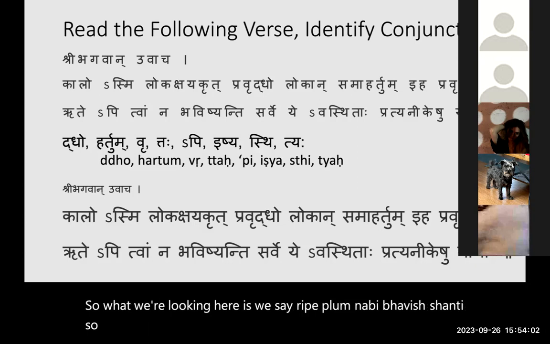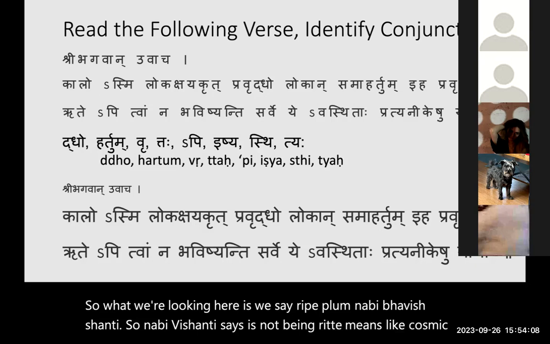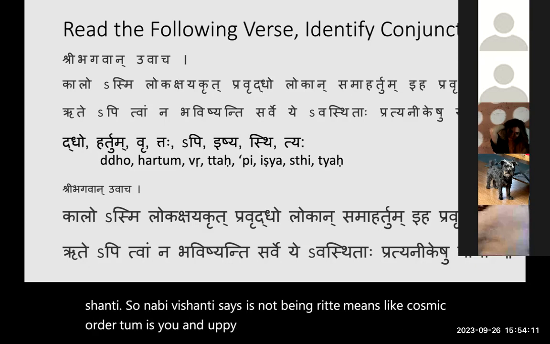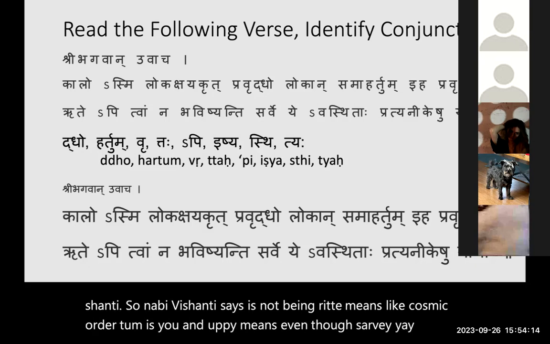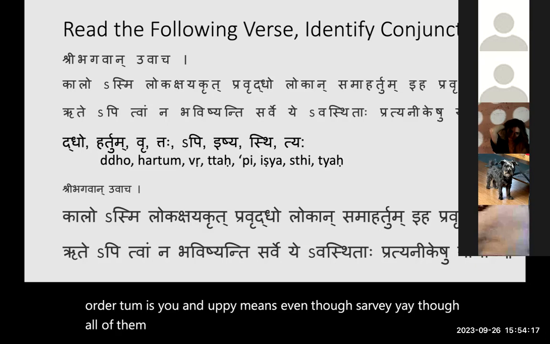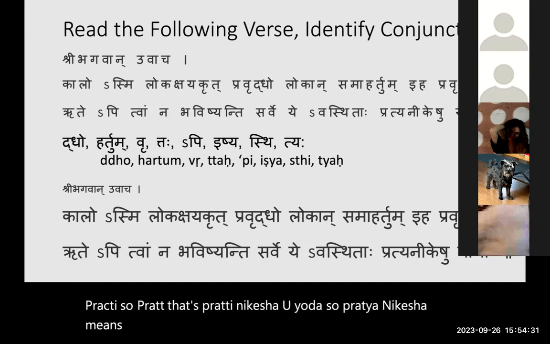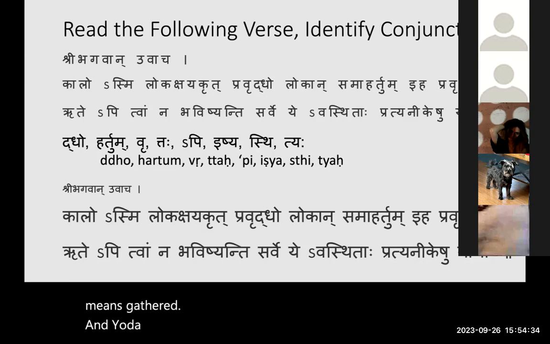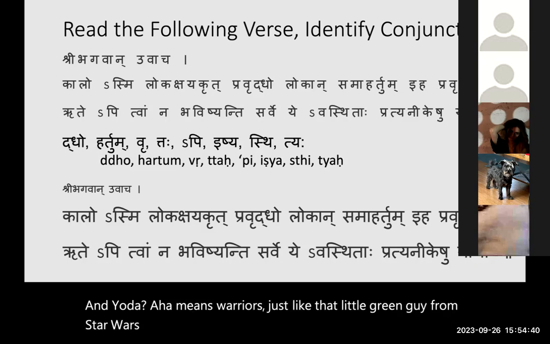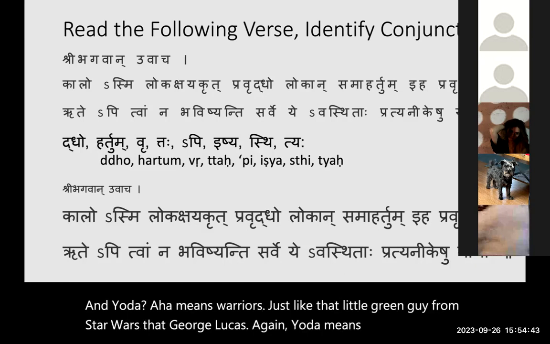So nabhavishyanti says is not being. Rite means like cosmic order. Tvam is you, and api means even though. Sarve ye, though all of them. Sarva means all. And then avastita, where they stand. Pratyanikeshu means gathered. And yodaha means warriors, just like that little green guy from Star Wars. Oh, George Lucas again. Yodha means warrior.